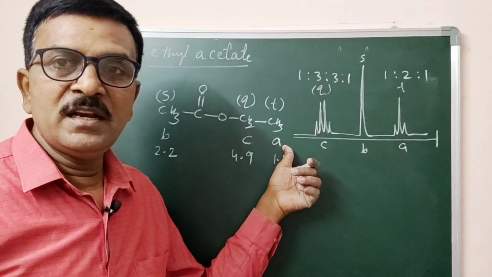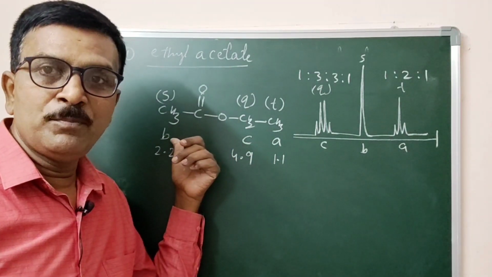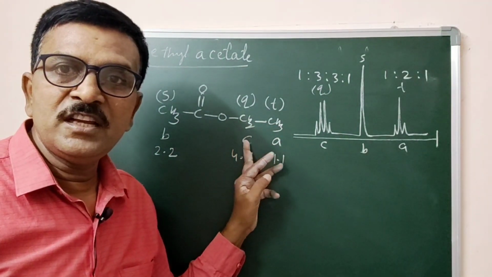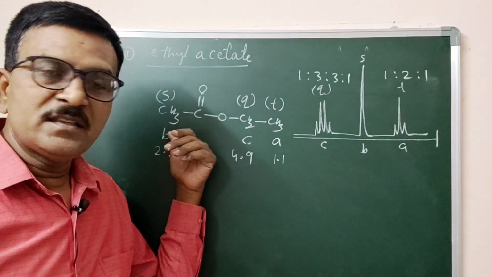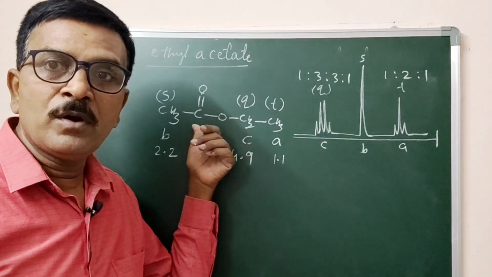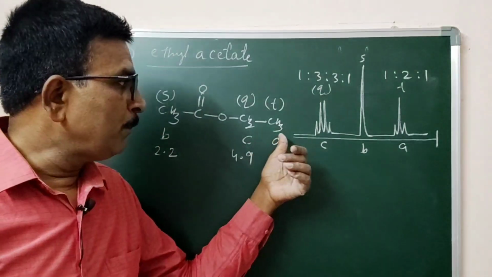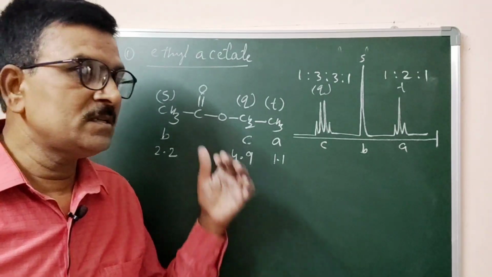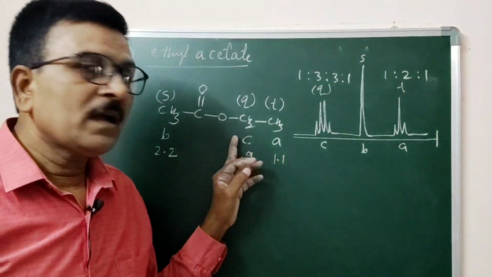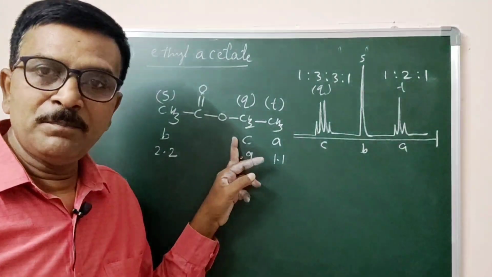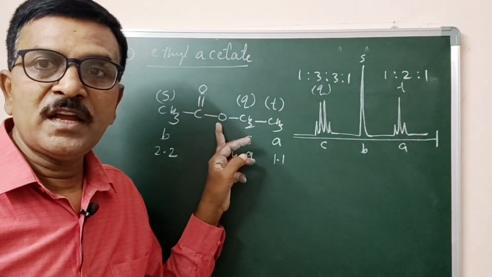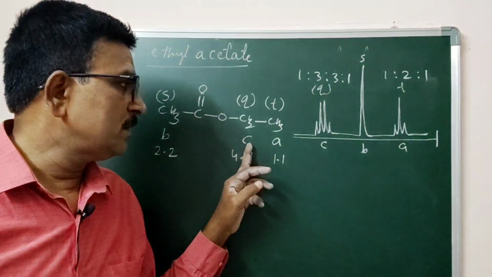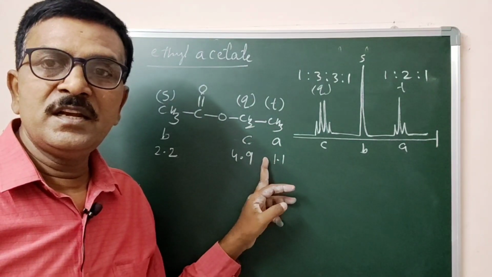Why has this been designated A and why this designated B? Because both are CH3, but this is the CH3 attached to CH2, whereas this is the CH3 attached to an electron withdrawing carbonyl group. Thereby, between these two, the B proton has somewhat less electron density, hence designated B. Then coming to C, the leftover protons are the C protons, attached to an oxygen which is more electronegative and withdraws more electron density, hence it has less electron density, designated C.